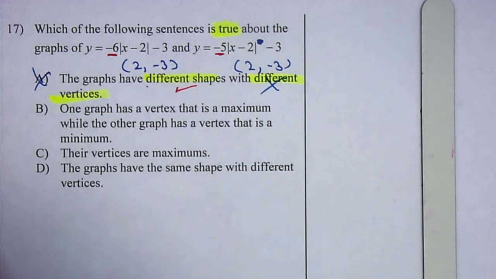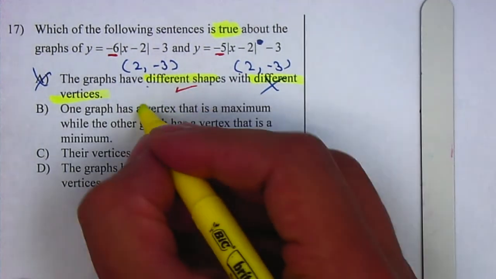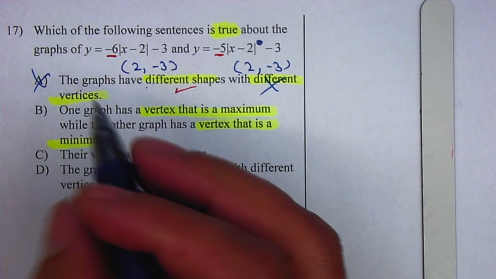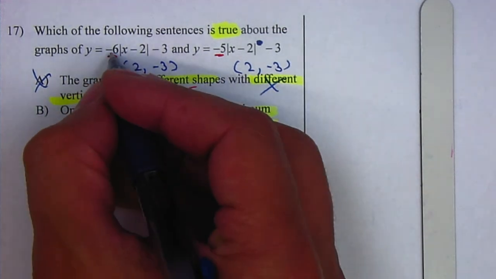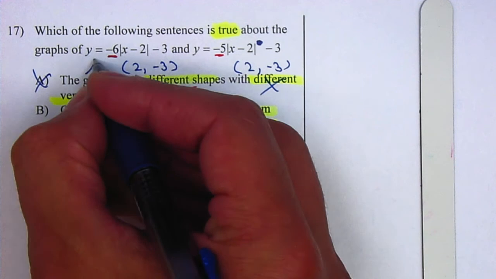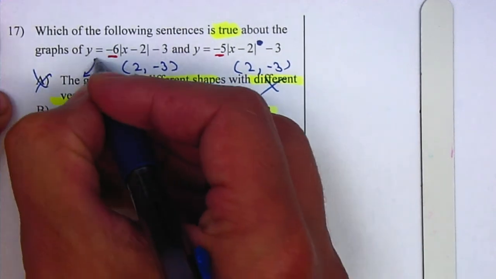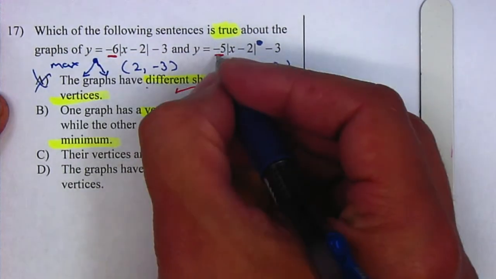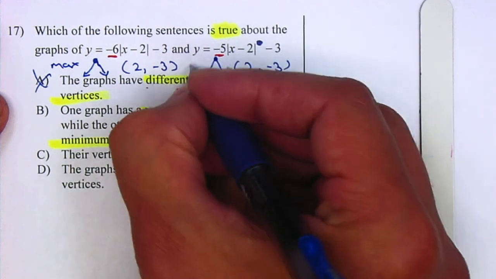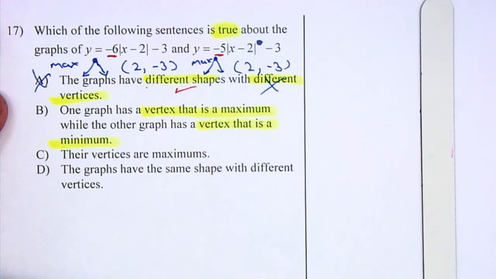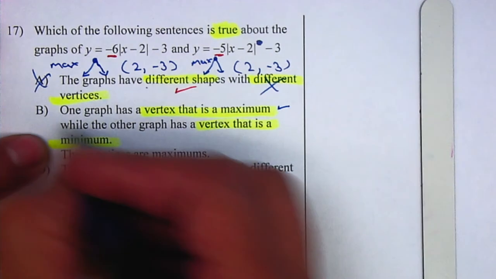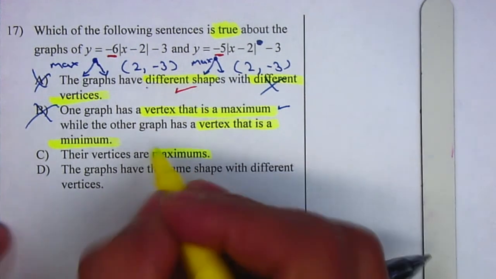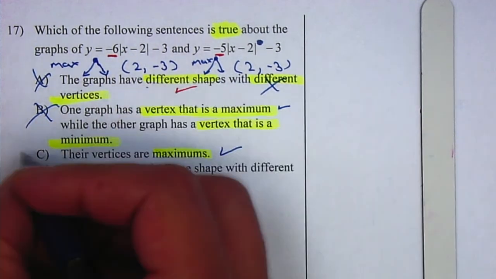Letter B. One graph has a vertex that's a maximum, and the other one has a vertex that's a minimum. So let's look whether the vertex is maximum or minimum. This is a negative A value, so that means that the graph will be facing down. Is the vertex the maximum or the minimum? That is the maximum. This one's facing down as well, so the vertex will be the maximum. So no, that one's maximum, but this one, both maximums. Let us see, the vertices are maximums. That's true, they both are maximum.